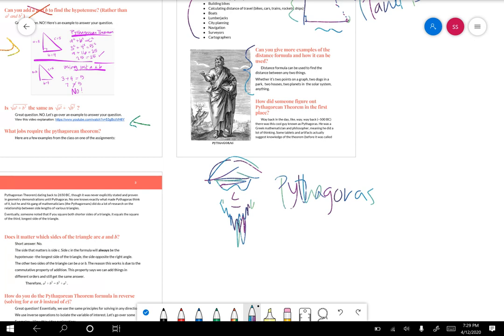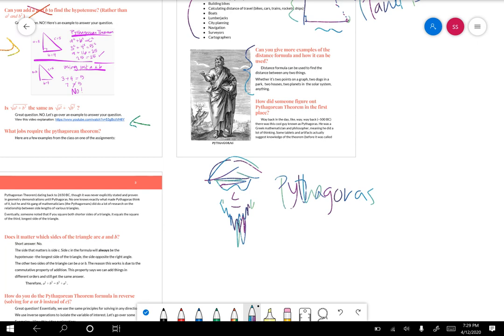So way back when, this is like 500 BC, so a long time ago, there's this guy named Pythagoras. He was a Greek mathematician and philosopher, so he did a lot of thinking and researching. Now, Pythagorean theorem is named after him because he was the first one that we know of that explicitly demonstrated with geometry the Pythagorean theorem, okay, and proved it.